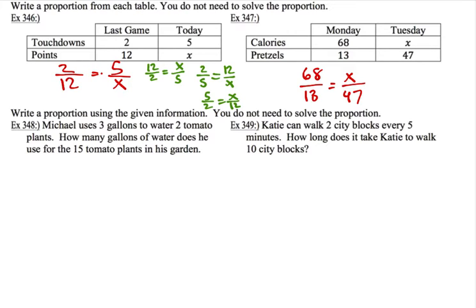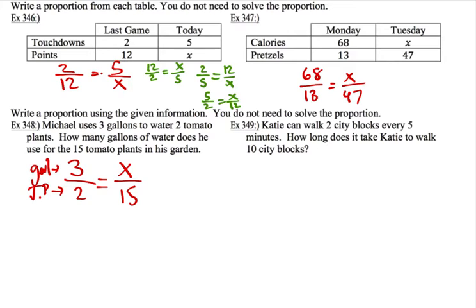Example 3, number 4. Michael uses 3 gallons of water for 2 tomato plants. How many gallons of water does he use for 15 tomato plants? Well, it's 3 gallons for 2 tomato plants. I'm going to put gallons on top, tomato plants on bottom, and 3 gallons for 2 tomato plants. We've got X gallons for 15 tomato plants. That is the setup here.